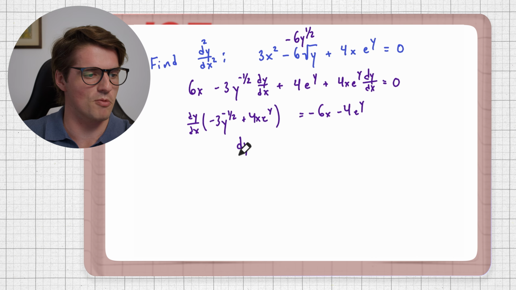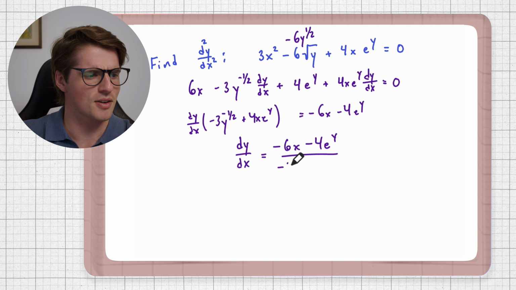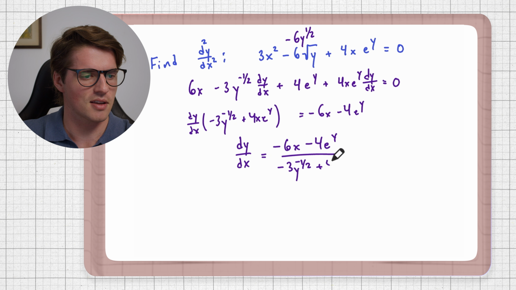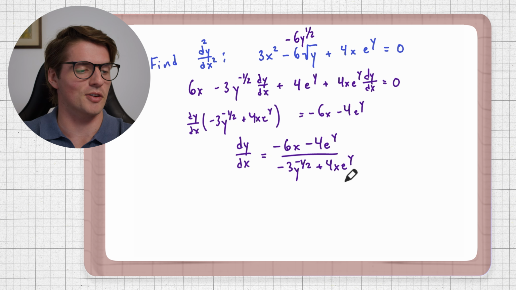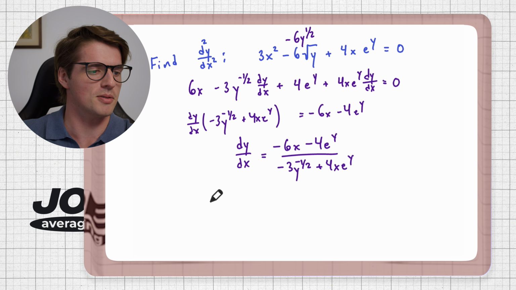And you know what? I'm realizing this is a lot of work if we want to take the second derivative. So we might just not do that. Yeah, so if we take the second derivative, we can do it. It'll just be a quotient rule problem.